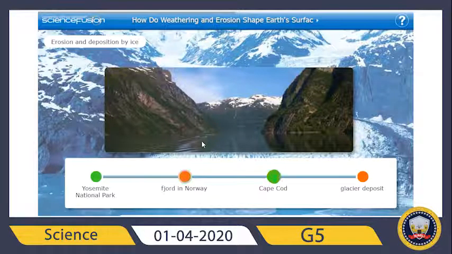So around more temperate regions, around more tropical temperatures, you may not see these types of formations, but if you are going towards the polar regions, you may see deposition or erosion related to ice.